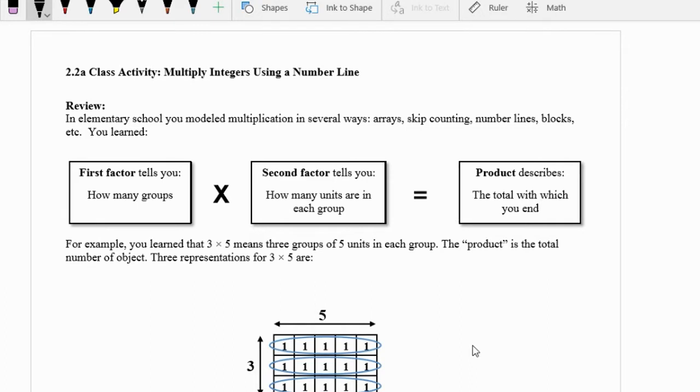So we were adding and subtracting, now we're going to multiply. And just wait guys, this is like one of my favorite things to teach.